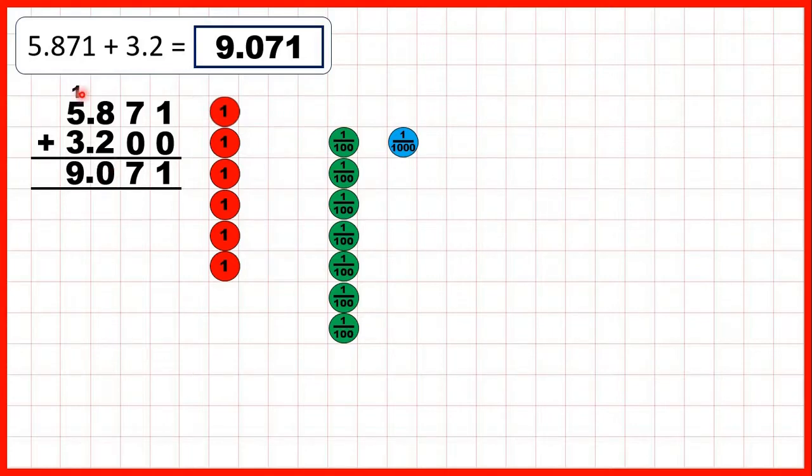And then onto the ones column, we had the 1 that we made, plus the 5 that we started with, plus another 3. So that gave us 9 ones in our answer, 9.071.